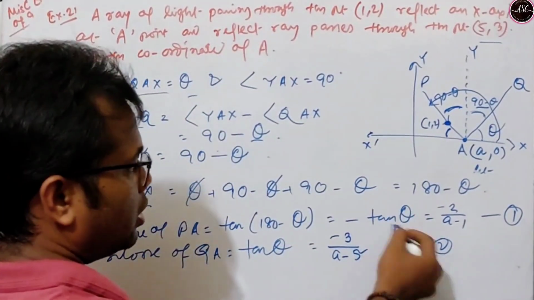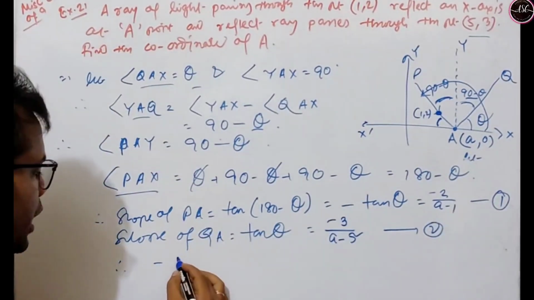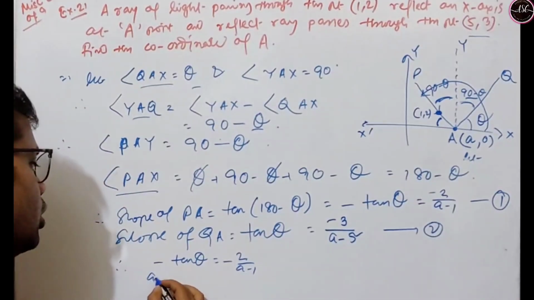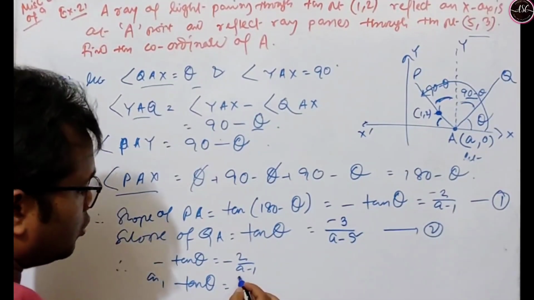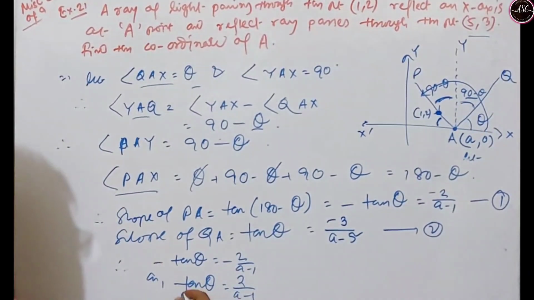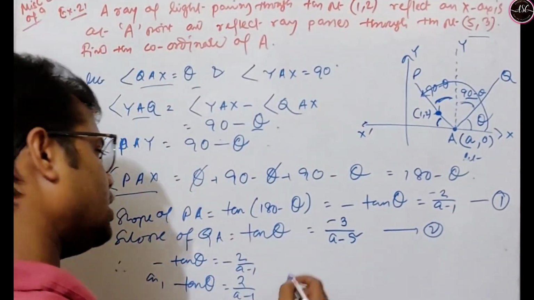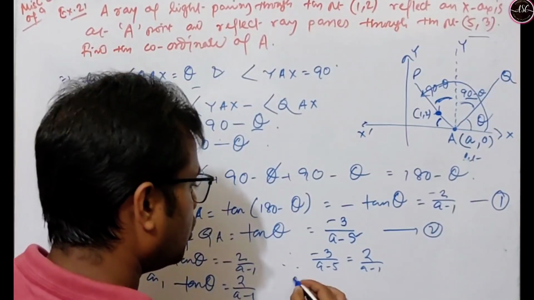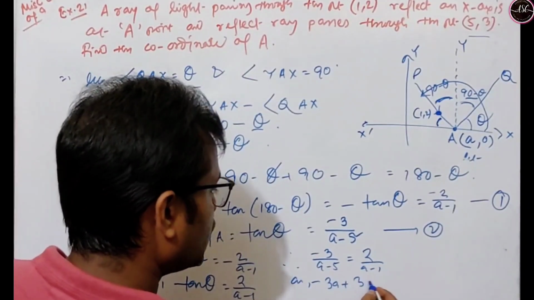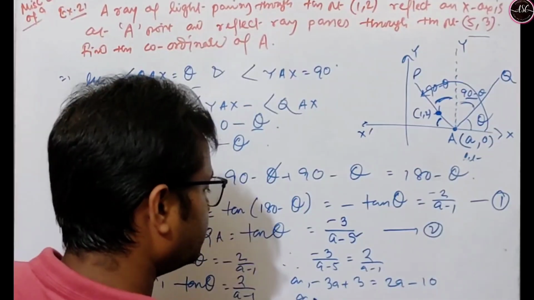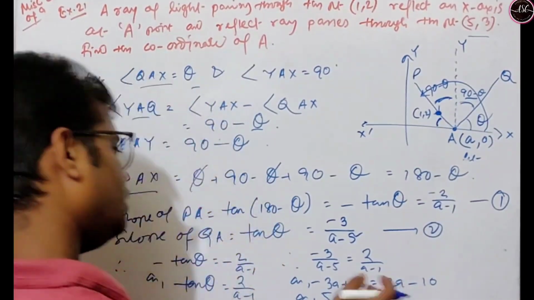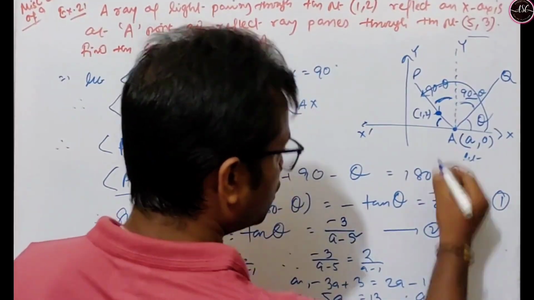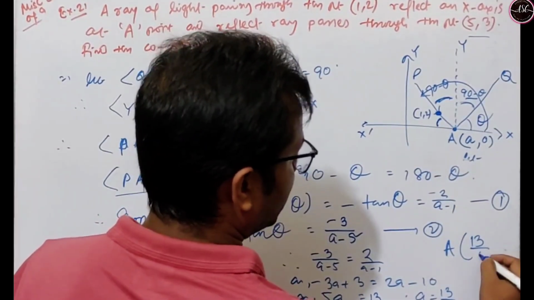So if we write minus tan theta equal to minus 2 by a minus 1, or tan theta equal to 2 by a minus 1. Now tan theta, we have, equal to minus 3 by a minus 5. Therefore we can write minus 3 by a minus 5 equal to 2 by a minus 1, or minus 3a plus 3 equal to 2a minus 10, or 5a equal to 13. Therefore a equal to 13 by 5. So the coordinate of A equal to (13 by 5, 0).